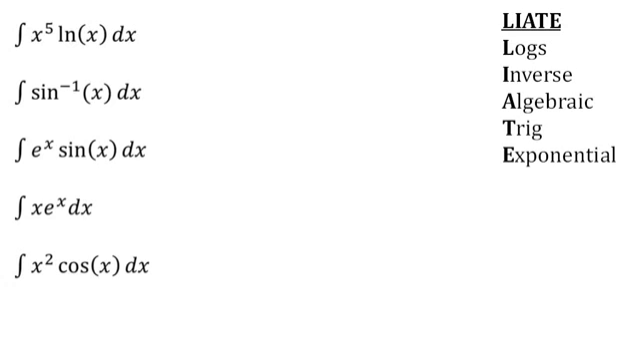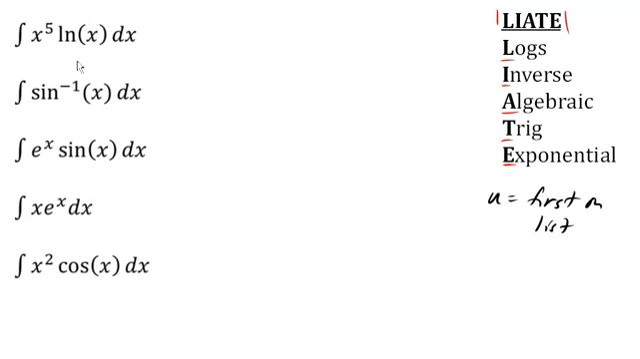When picking your u and your dv for integration by parts, a handy mnemonic to remember is LIATE, which stands for logs, inverses, algebraic expressions, trig expressions, and exponentials. And so the idea here is you let u equal the first thing on this list that shows up in what we're trying to integrate.